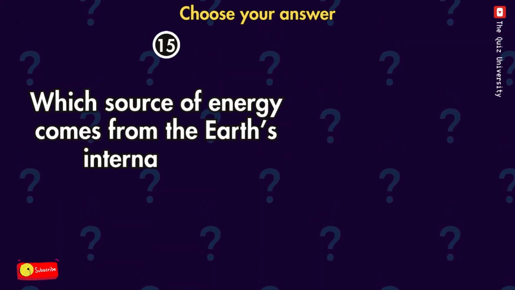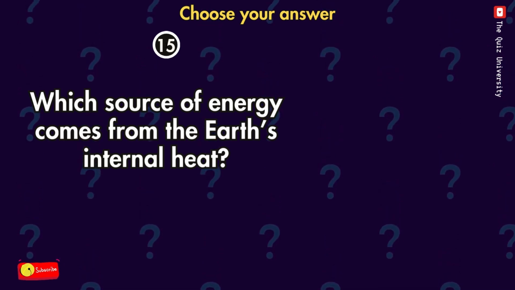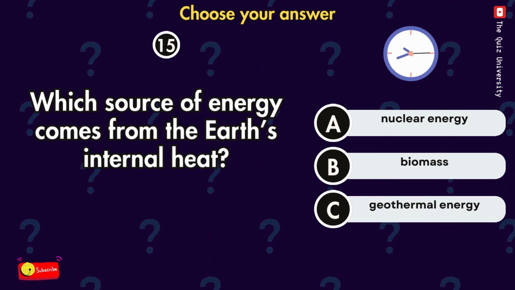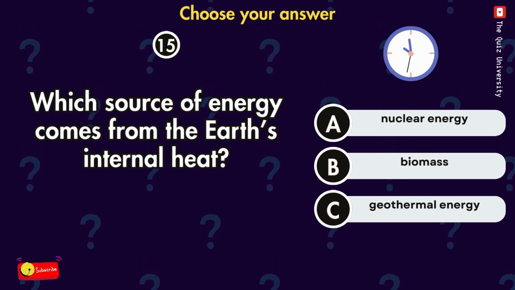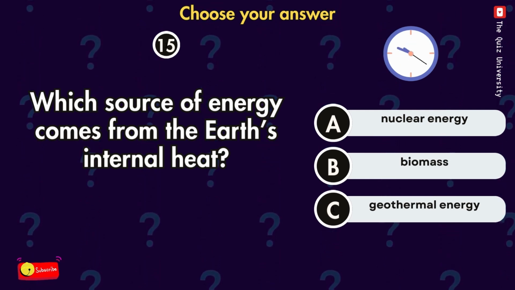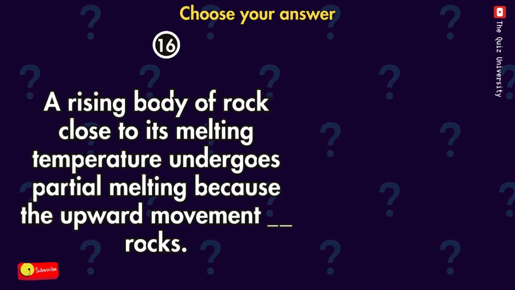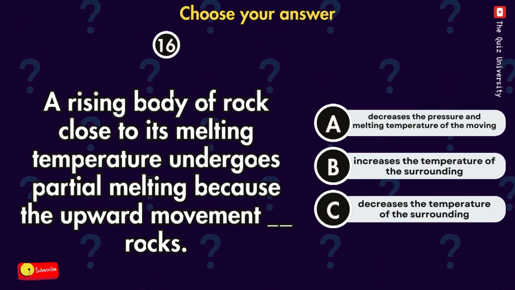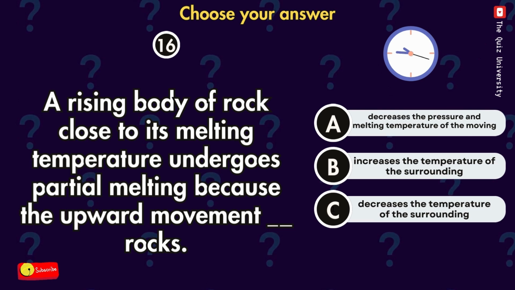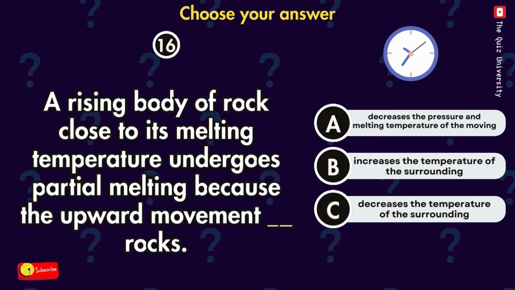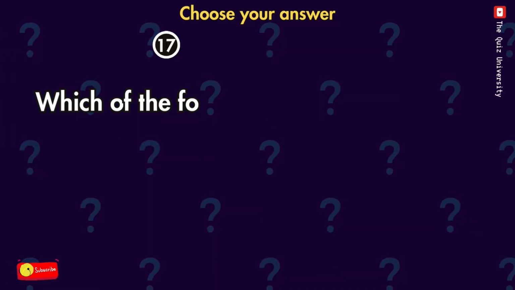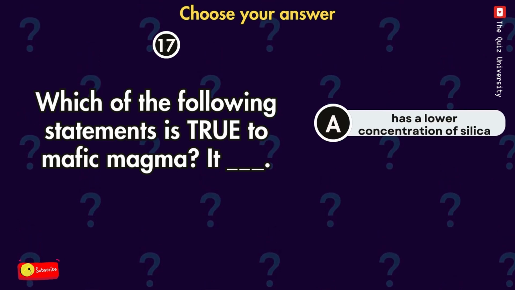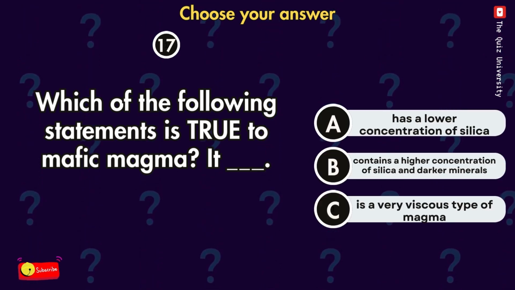Which source of energy comes from the Earth's internal heat? A rising body of rock close to its melting temperature undergoes partial melting because the upward movement blank rocks. Which of the following statements is true to mafic magma? It what?